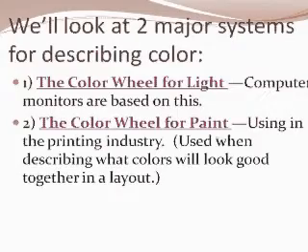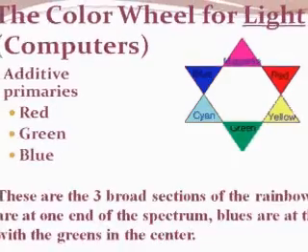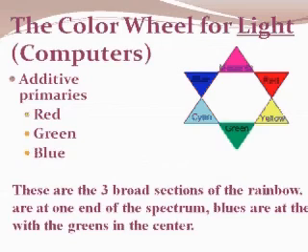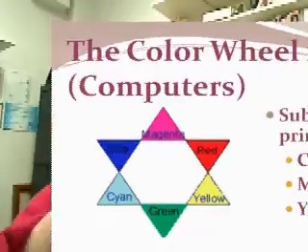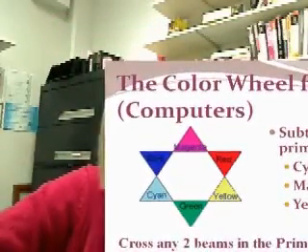All right, so let me start talking a little bit about the color wheel for light. And in this system, there are three primary colors. They're called the additive primary colors, and they are red, blue, and green. Those are the broad areas on the rainbow. Then we have colors that are placed in between those on this wheel that looks like a Star of David that you should be looking at, that are called the subtractive primaries or the secondaries.